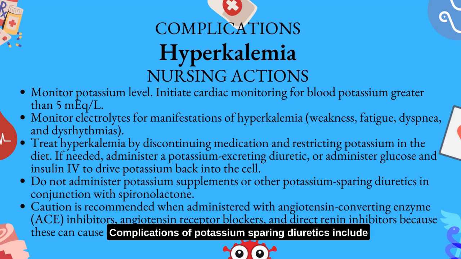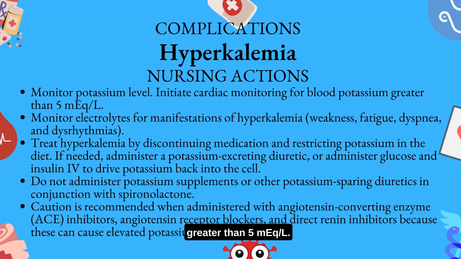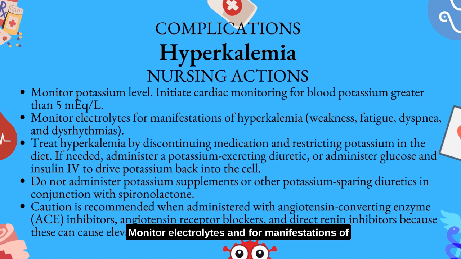Complications of potassium-sparing diuretics include hyperkalemia. Nursing actions. Monitor potassium level. Initiate cardiac monitoring for blood potassium greater than 5 milliequivalent/L. Monitor electrolytes and for manifestations of hyperkalemia: weakness, fatigue, dyspnea, and dysrhythmias. Treat hyperkalemia by discontinuing medication and restricting potassium in the diet. If needed, administer a potassium-excreting diuretic, or administer glucose and insulin intravenously to drive potassium back into the cell.